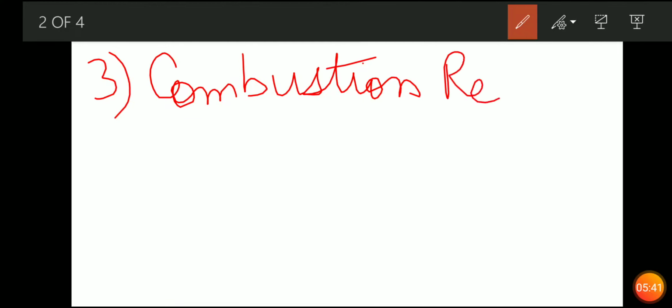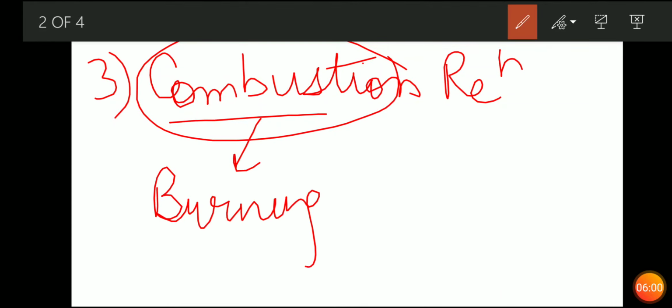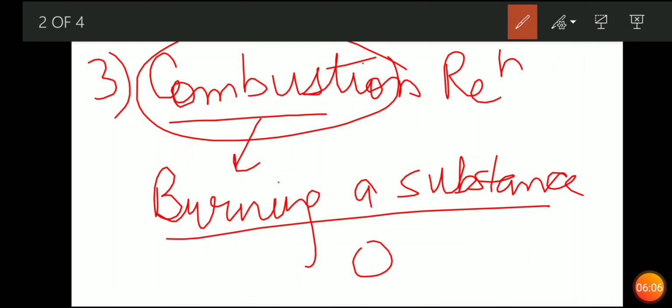Another type of reaction is the combustion reaction. What do you mean by combustion reaction? In 8th and 9th class we have studied that we have combustible substances. For combustion we need oxygen. Combustion means you are burning a substance, and when you are burning a substance, you need oxygen.